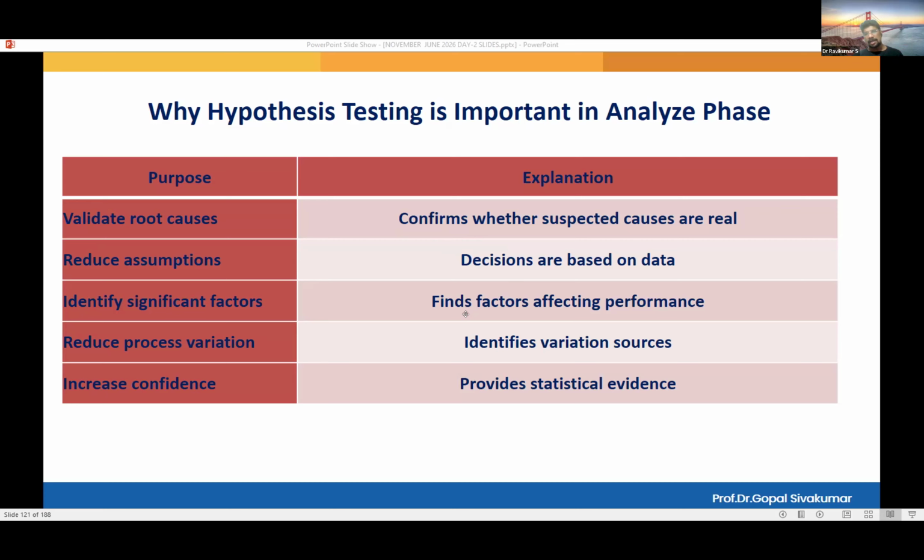Find the important cause which is affecting our performance, which is affecting our process, which is creating that problem. It also looks into the main cause and avoids random variation, which I spoke about earlier. Since you are deciding based on data and statistical evidence, you will be very confident. You won't have suspicion or a dilemma in your mind. That is why hypothesis testing is very essential and very important in the analyze phase.